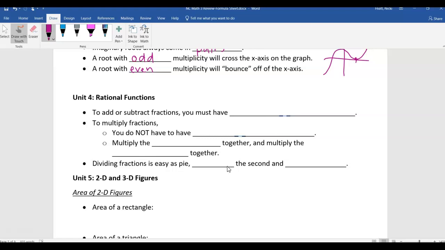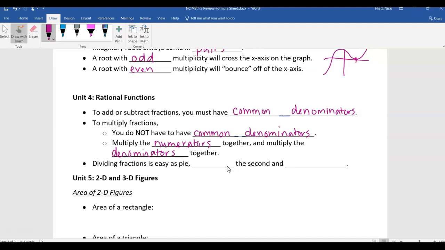So to add or subtract fractions, remember that you must have common denominators. So you have to get those denominators the same before you can add and subtract. For multiplying fractions, though, you do not have to have common denominators. To multiply, you're going to multiply the numerators together and multiply the denominators together. So you can just multiply straight across whenever you're multiplying. You do not have to have common denominators.